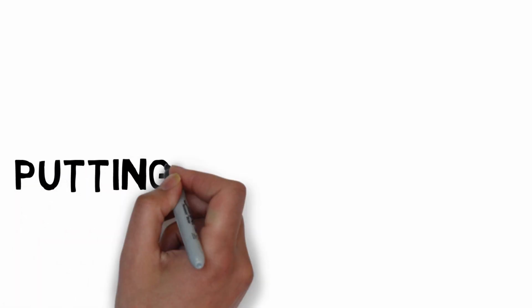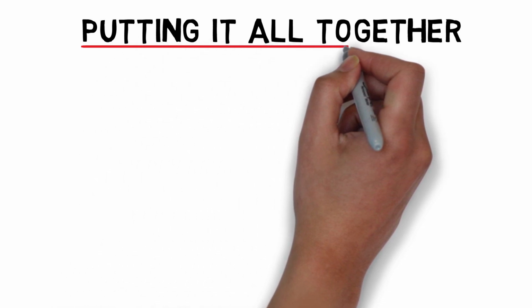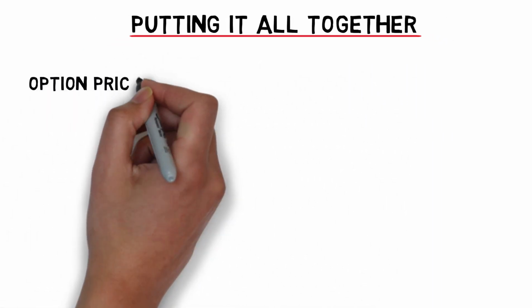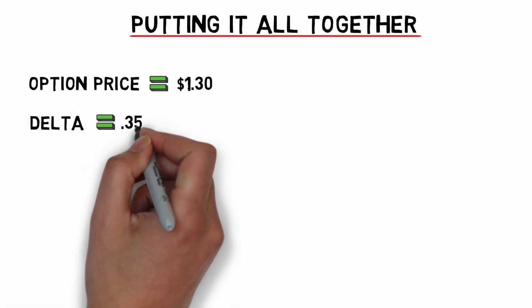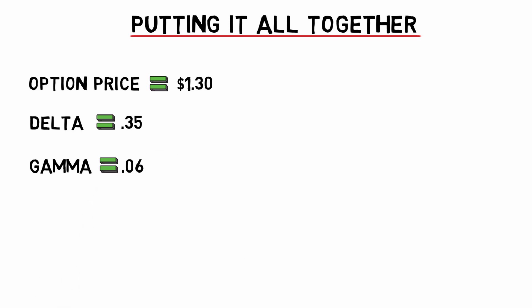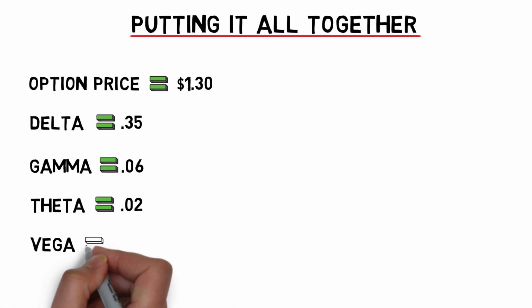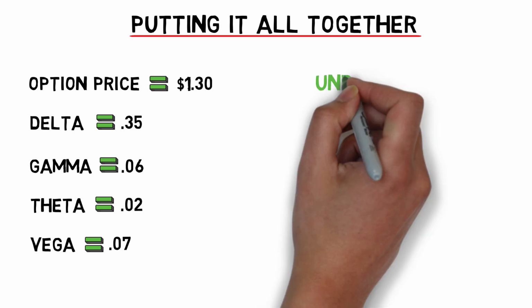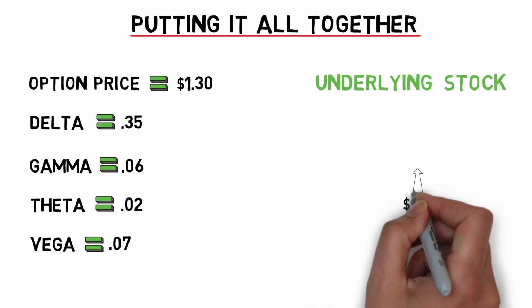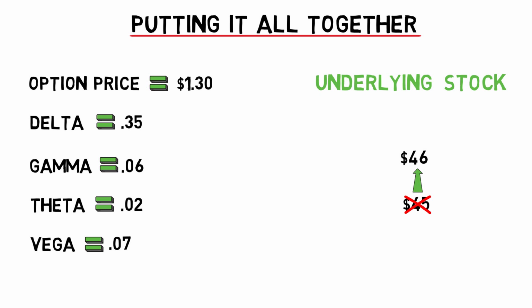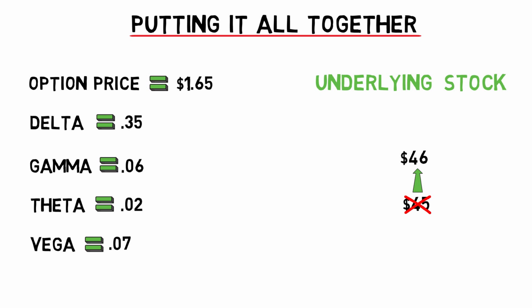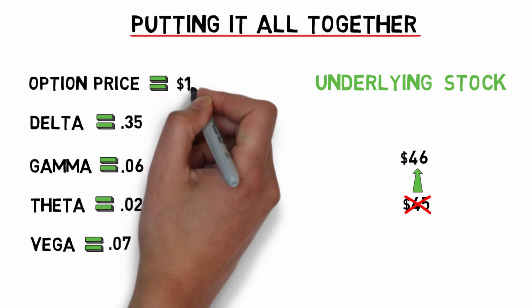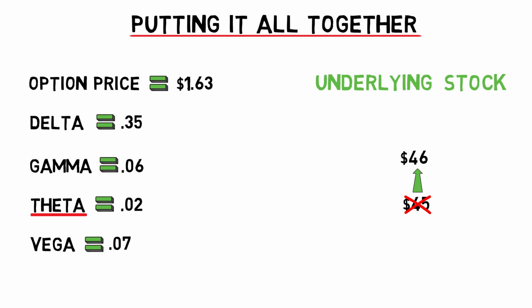Now, let's gather our Greek counsels and see how they can be used to analyze the sensitivities of a single option. To set the stage, let's say your option premium is $1.30, and your option has a delta of 0.35, a gamma of 0.06, a theta of 0.02, and a vega of 0.07. Today, the price moves from $45 to $46, and the premium increases by 35 cents to $1.65. Since 1 day has passed, the premium decreases by 2 cents due to Theta.